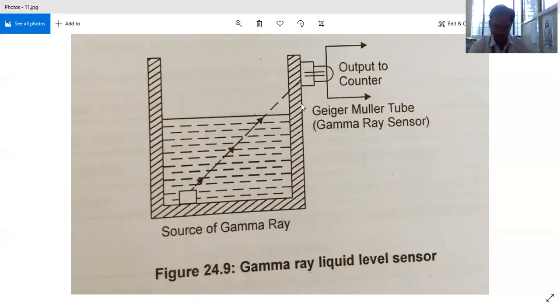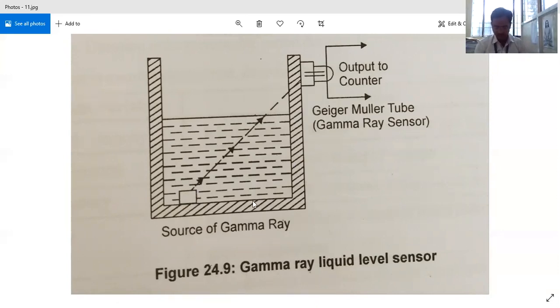Now coming to its description, the main parts of this gamma ray liquid level sensor: a tank containing the liquid whose level is to be measured. Next, a gamma ray source fitted at the bottom of the tank. Next, a gamma ray sensor. These three are the important parts.